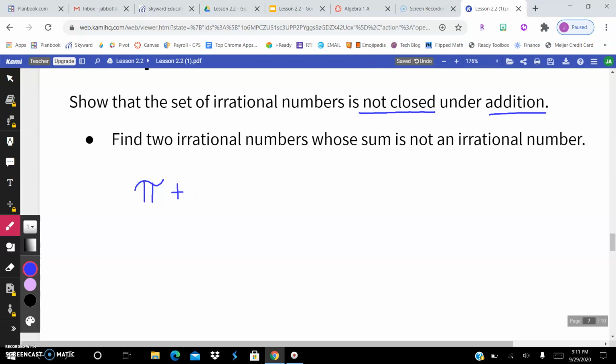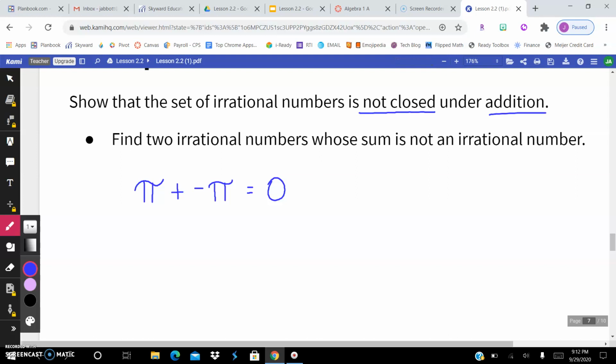So I want to prove this. So what can I add to pi that's going to give me a number that comes on the other side of our real number chart? So maybe I could do negative pi. So pi plus negative pi would actually give us 0 because remember, a number plus its opposite is always going to give you 0. That was one of the properties we talked about. So 0 actually falls into the whole number category in the real number chart. So this right here proves that this is not closed under addition because 0 is not in our set of irrational numbers.